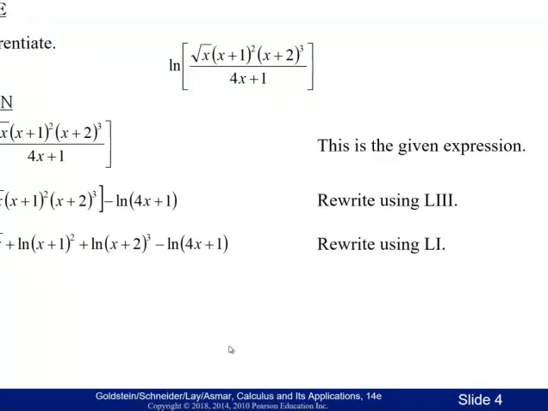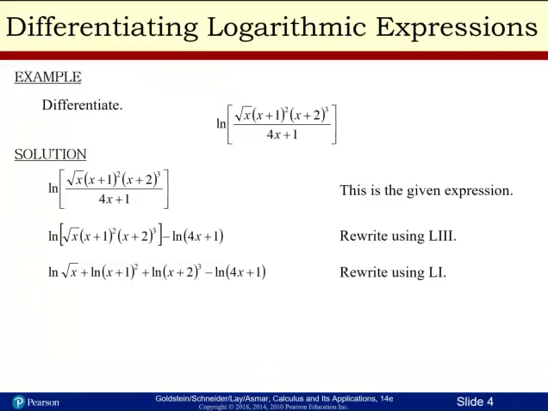Natural log of the square root of x plus the natural log of the quantity x plus 1 squared plus the natural log of x plus 2 quantity squared minus that, that was in the denominator, 4x plus 1. Then we're going to rewrite this using property 4 that deals with my exponents. So I can bring all of those exponents out front.